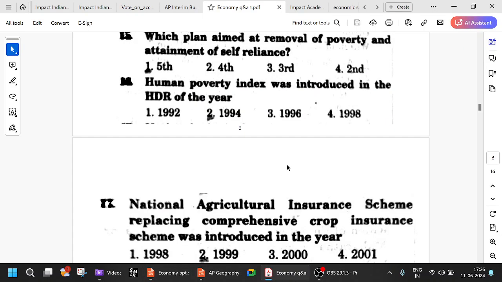Anyway, so human poverty index was introduced in the year 1992 actually, I think. Just cross check, because human poverty index is complementary to the human development index. Human development index report 1997 we have seen, right? So 1994, I think it's not correct, just cross check.